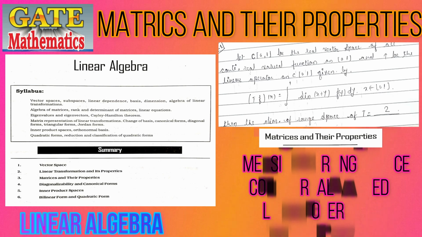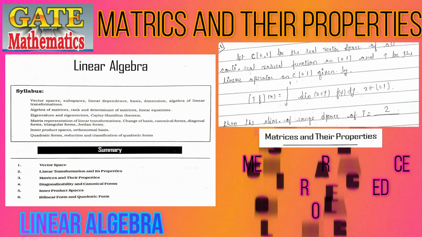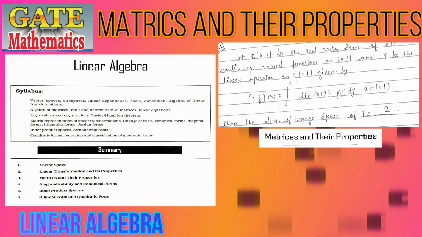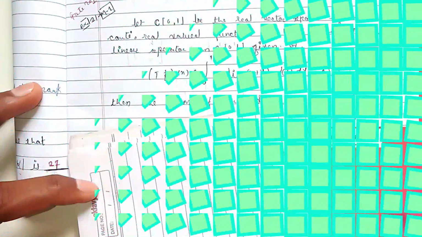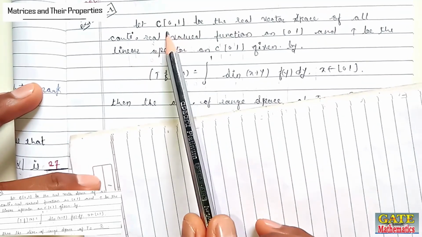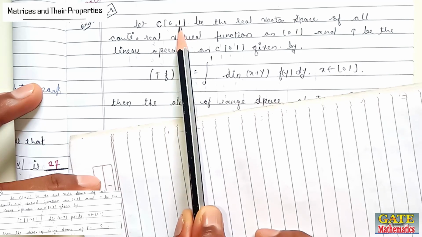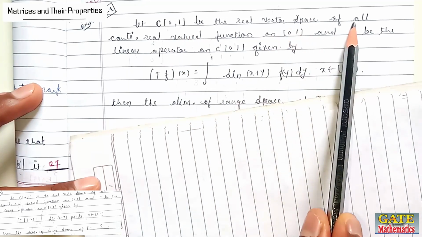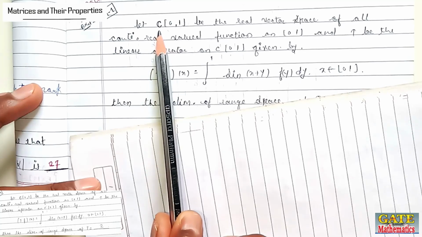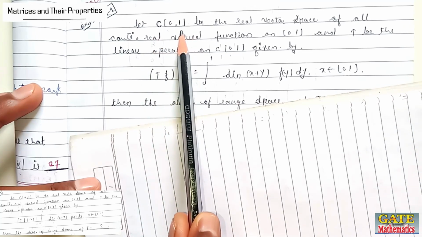Questions are quite easy if you are familiar with some basic concepts. Now let's get started on today's question. I'm going to explain the question first, and then we'll move to the solution. Here in our question, we have the continuous functions over the closed interval 0 1, the real vector space of all continuous real valued functions.